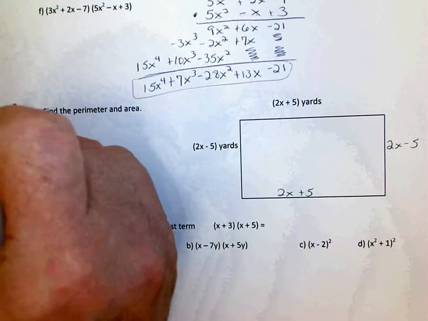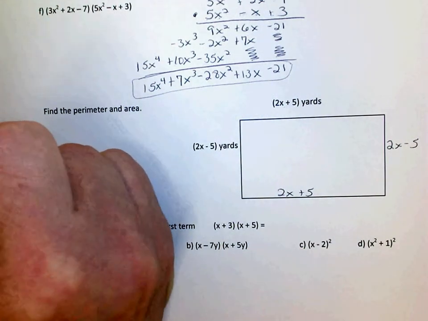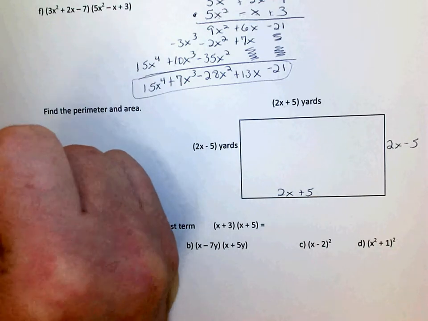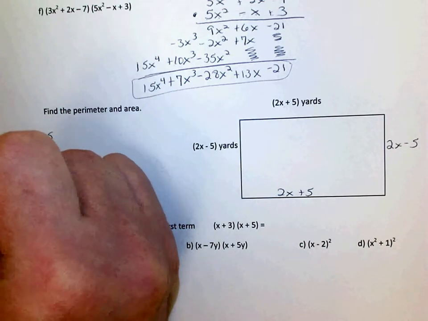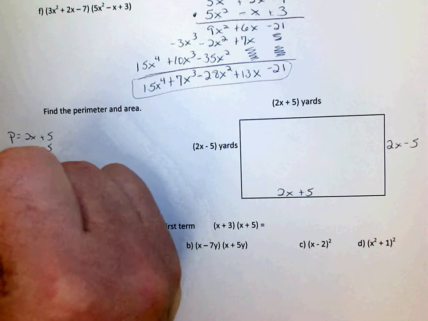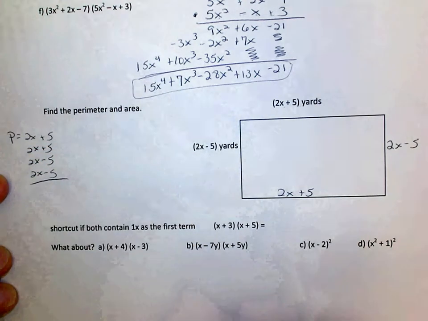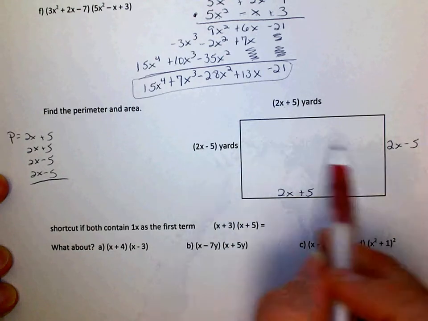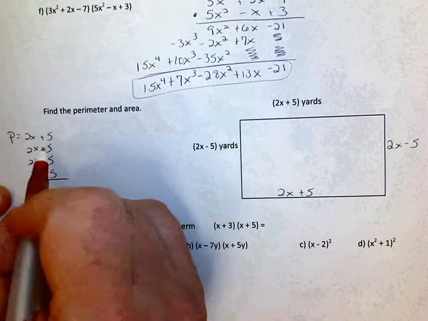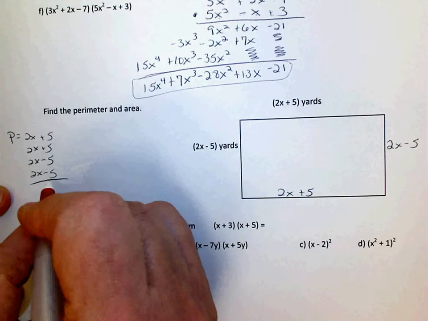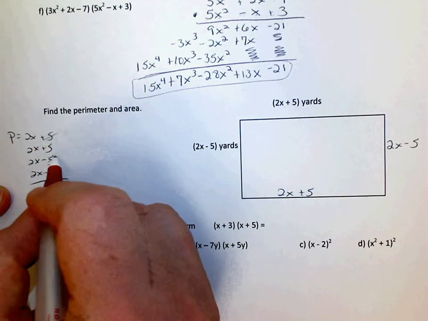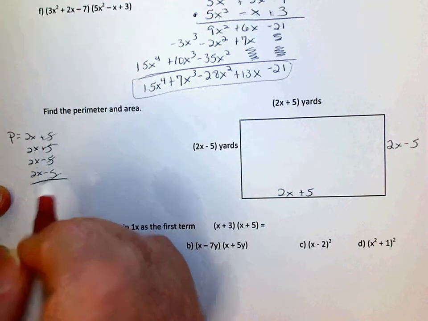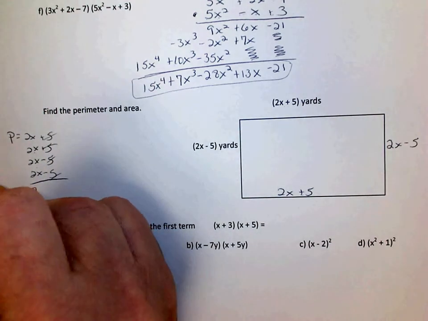So perimeter, you just add them up. So 2x plus 5, 2x plus 5, 2x minus 5, 2x minus 5. So that's plus 10 minus 10. So chop, chop, chop, chop. And then 2x plus 2x plus 2x plus 2x gives us 8x's.